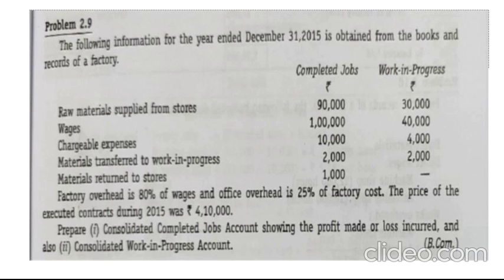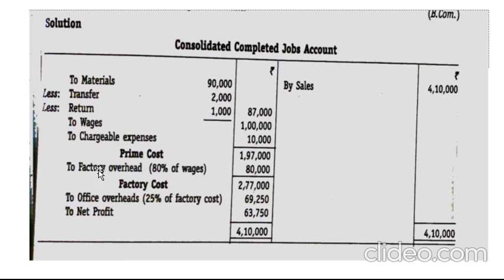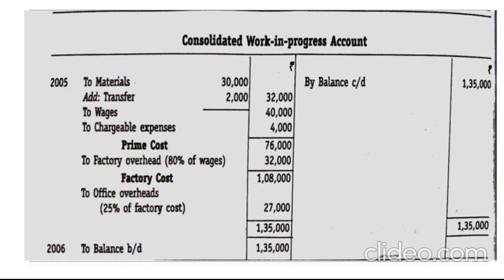So it is 2015. In the question it is stated, and in the solution it is stated, as 2005 and 2006. Please be careful. It is 2015 and 2016. So 2015's work in progress account balance will be your opening balance for 2016.